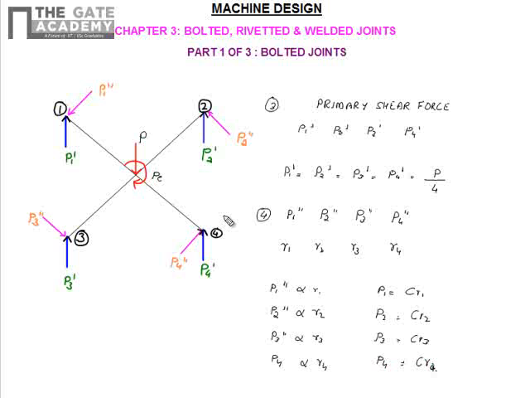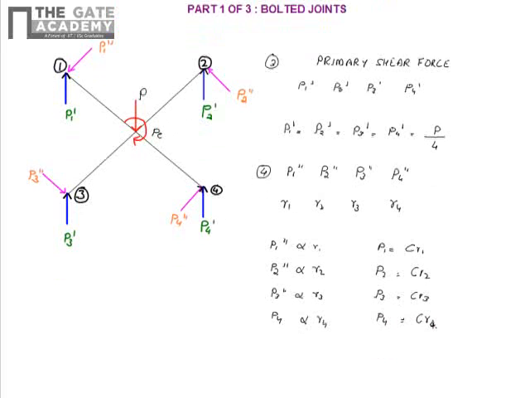And what can we say about the moment equilibrium of this system of bolts? We can say the net moment acting at the center, PE, is equal to P1 double dash into R1, where P1 double dash is a secondary shear force. This multiplied by the distance from the centroid gives the moment due to this secondary shear force at the center. Similarly, due to the other secondary shear forces, we have P2 double dash into R2 plus P3 double dash into R3 plus P4 double dash into R4. This will be the total moment.